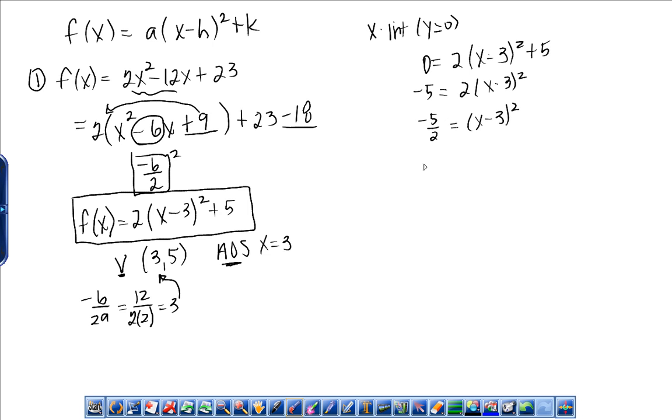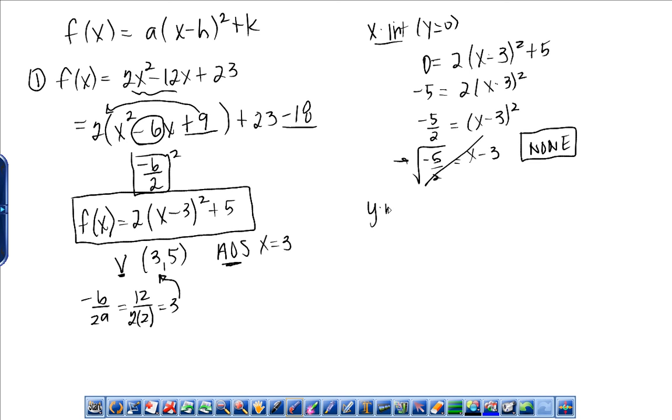You're going to have to square root both sides. So you have x minus 3 on this side, and you have the square root of a negative number right here. Since we have the square root of this negative number, that means I'm going to have something imaginary. So I'm basically done, and I'm going to say that I have no x-intercept. When you get an imaginary number right here, that means that your parabola is not going to touch your x-axis.